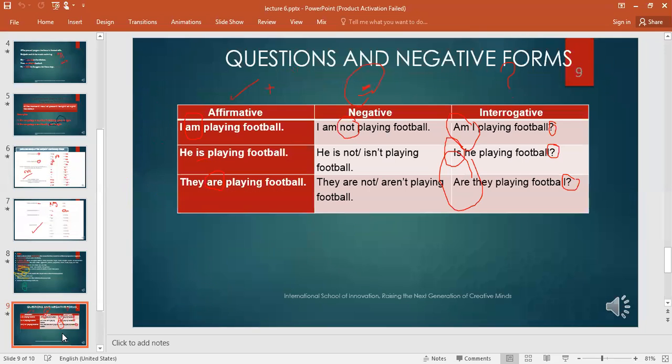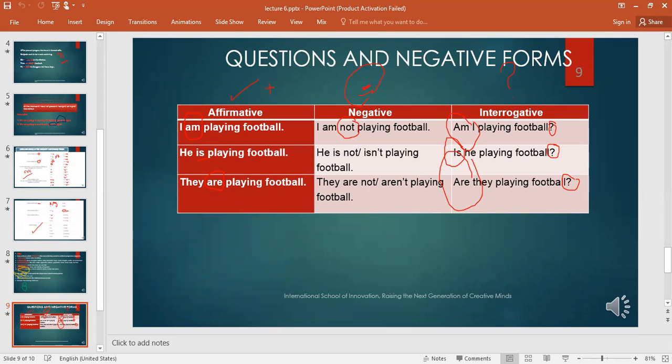Let's now move to the questions and negative forms, to the affirmative, negative, and interrogative. I want you to look at the first sentence. I am playing football. In the negative form, I am not.